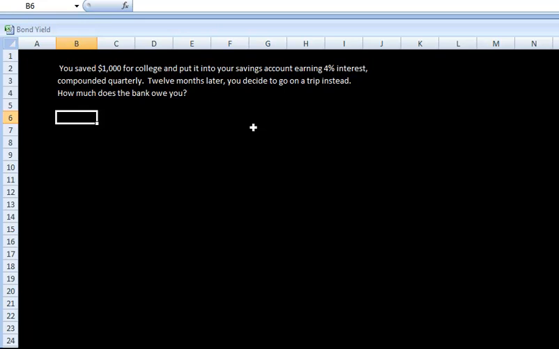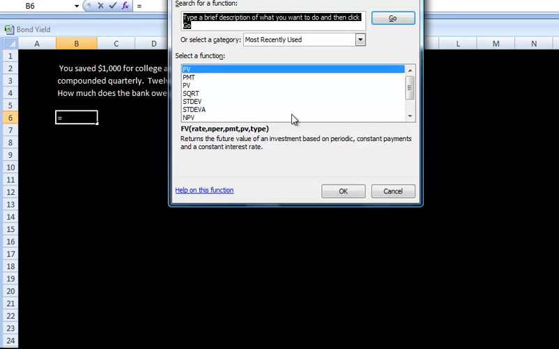Okay, so let's open a function box and we're going to solve for what the bank owes you after the 12 months. And if you hear some snoring in the background, that's the dog at my feet. So I apologize for that, but I gotta have a little company here.